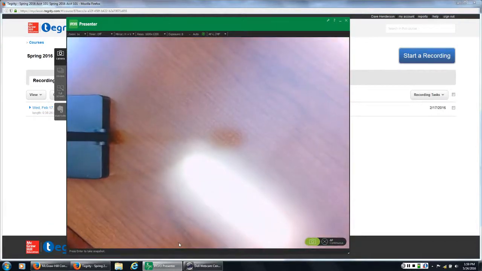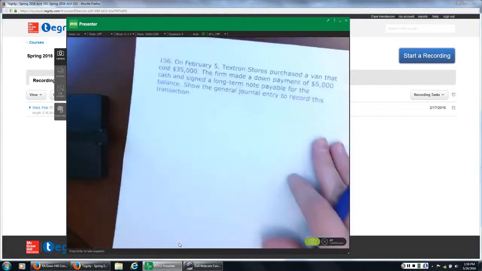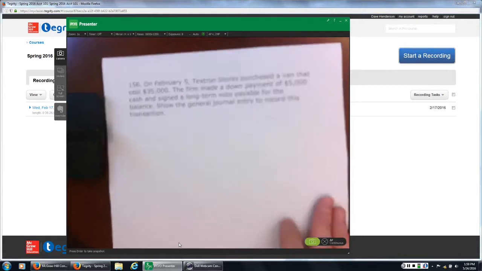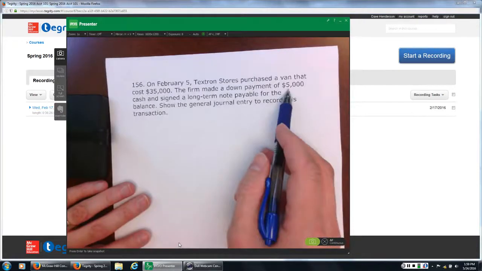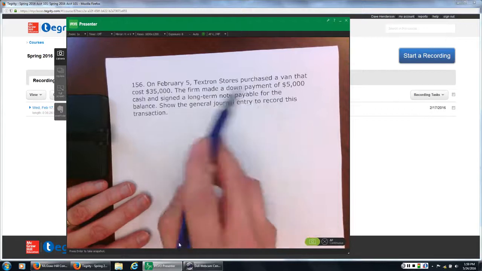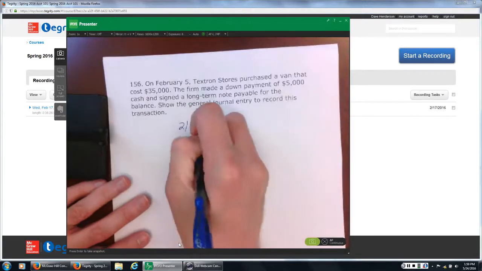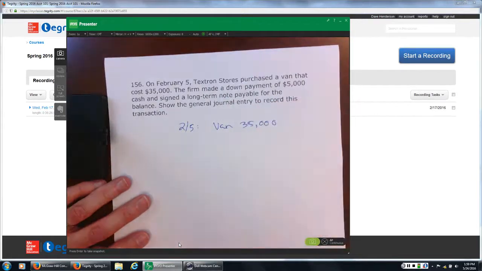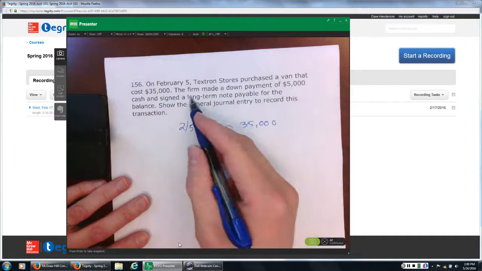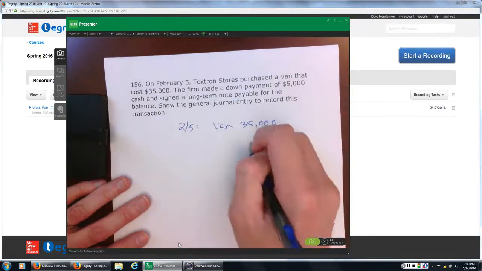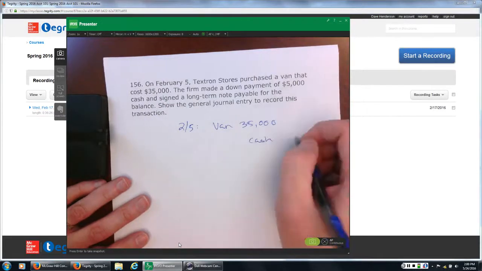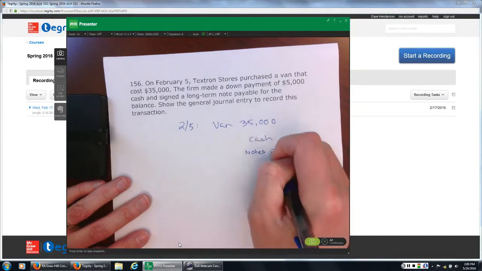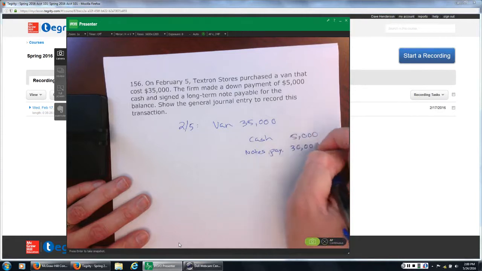Let's look at 156. It says right here on February 5th, Textron Stores purchased a van that cost $35,000. Firm made a down payment of $5,000 cash and signed a long-term note payable for the balance. Come over here on 2.5, and what we would do is debit van for $35,000. Equipment's fine. We'll just say van for now, whatever their chart of accounts is. And then what we have is a credit to cash for $5,000, and then a credit to notes payable for the difference of $30,000. Right?